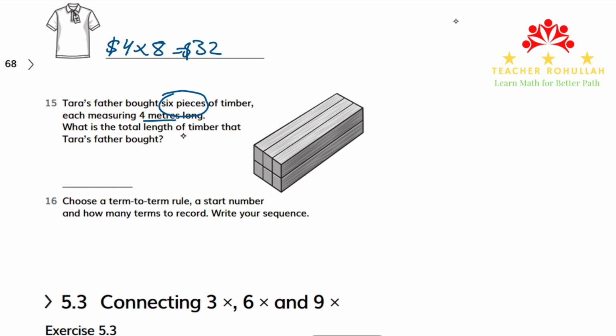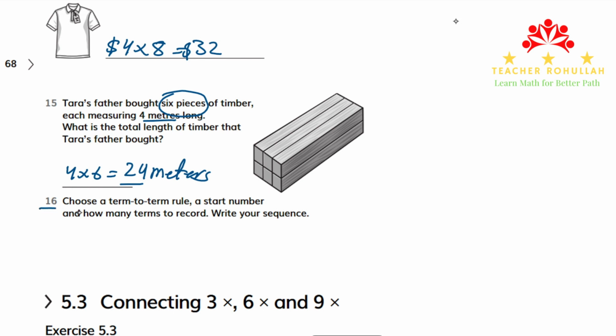So to find out the total length, we can multiply 4 by 6. 4 times 6 is 24. Because it's meters, I write meters here. It means the length of all 6 timbers is 24 meters. Okay, we are done with question 15 and we move to question 16, which is the last question here.